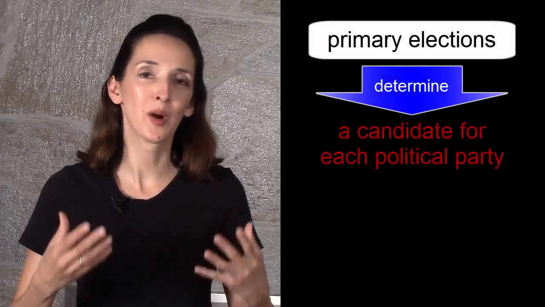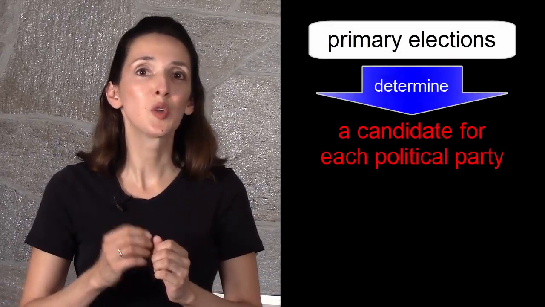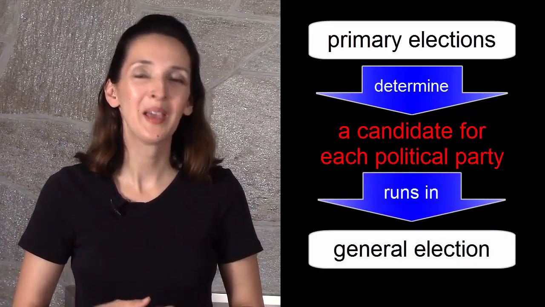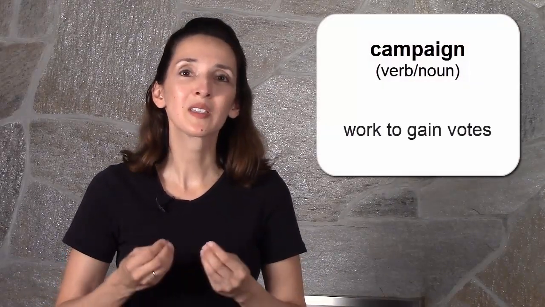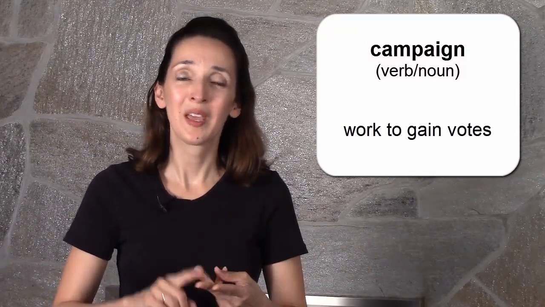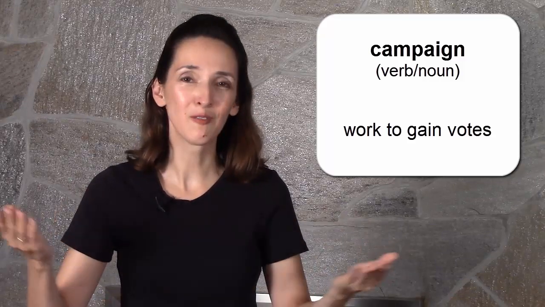So states hold the primary elections to help determine a party's candidate. That's the person who will represent the party in the general election held in November. Basically, there are 2 people who run for president, 2 people from the 2 major political parties. Of course, there can be other official candidates coming from the smaller parties. All the presidential candidates campaign. They work to gain people's vote. They visit states, they give interviews, they create campaign ads for TV and radio.